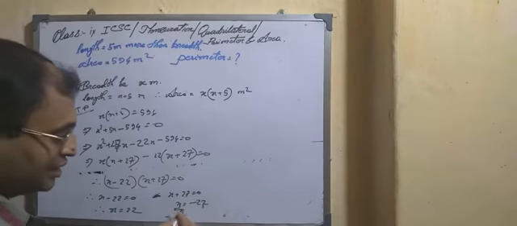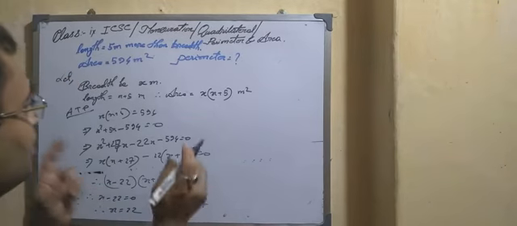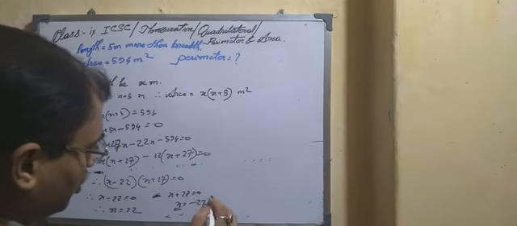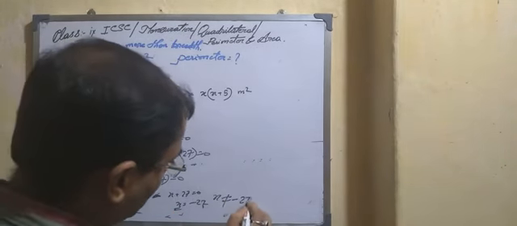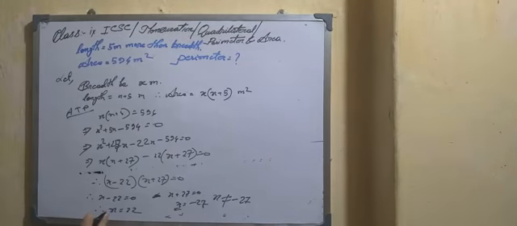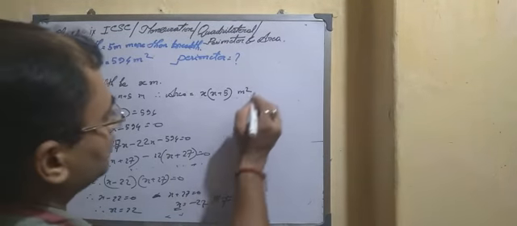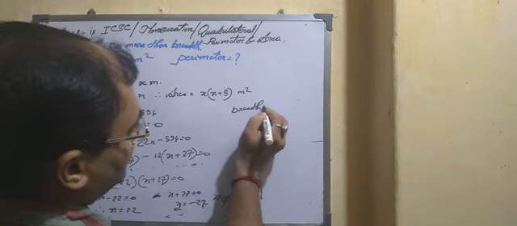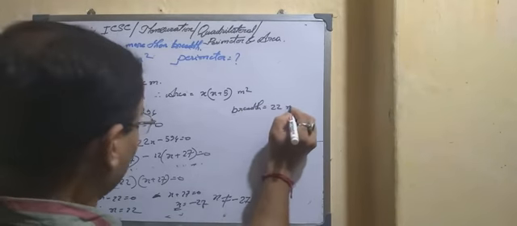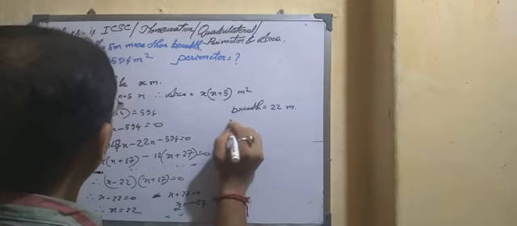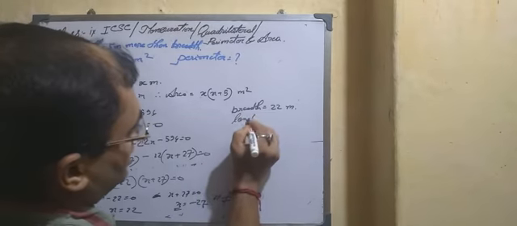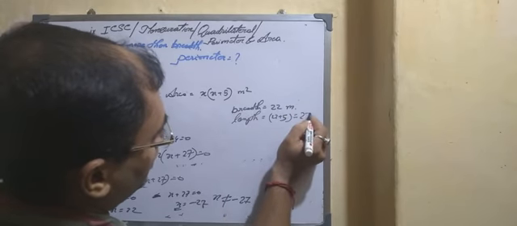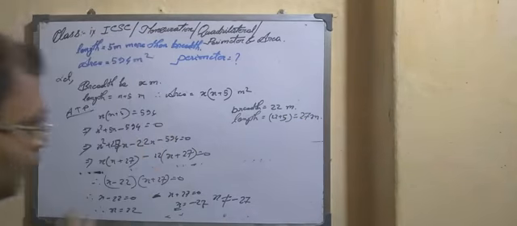Now x is nothing but a length, and length can never be negative. So x is not equal to minus 27. Therefore here x is equal to 22. That means breadth equal to 22 meter and length equal to 22 plus 5 equal to 27 meter.